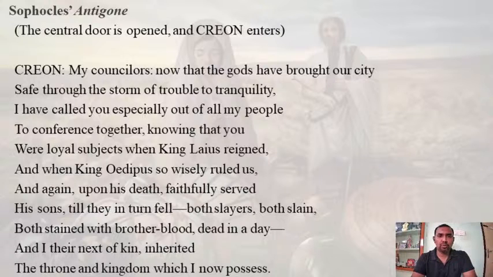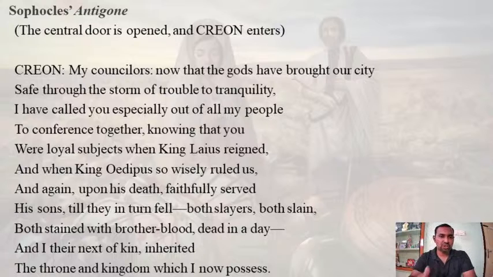So you were people who were loyal subjects to King Laius, and when King Oedipus so wisely ruled us. So you were there beside both these kings, King Laius, who was Oedipus' father, and also when King Oedipus wisely ruled us. And upon his death, you faithfully served his sons till they in turn fell, both slayers, both slain. So they are both murderers, and both of them have been murdered. They have killed each other. Both stained with brother blood, dead in a day, and I, their next of kin, inherited the throne and kingdom which I now possess.